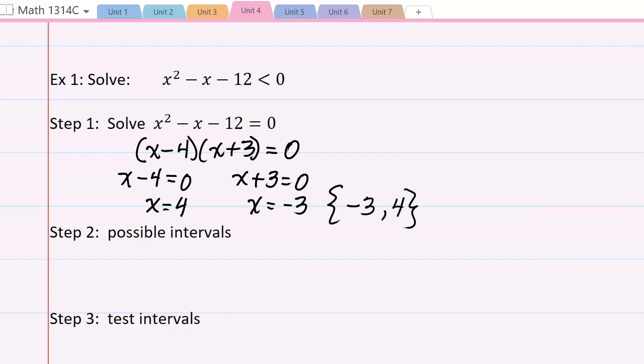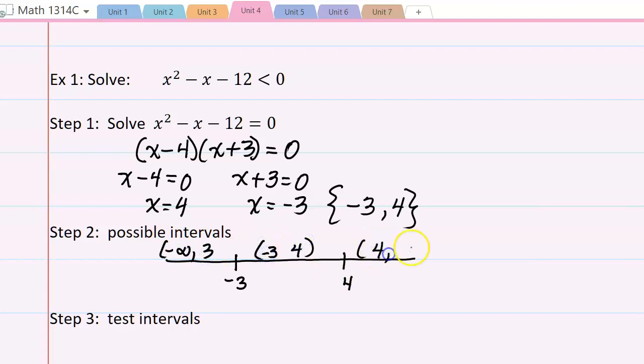For step 2, we place the solutions we found above on the number line and state the intervals created. Here we find that the number line has 3 intervals, which are from negative infinity to negative 3, negative 3 to 4, and from 4 to infinity. Notice that all these intervals have parentheses, as the inequality we are solving does not have an equal to.